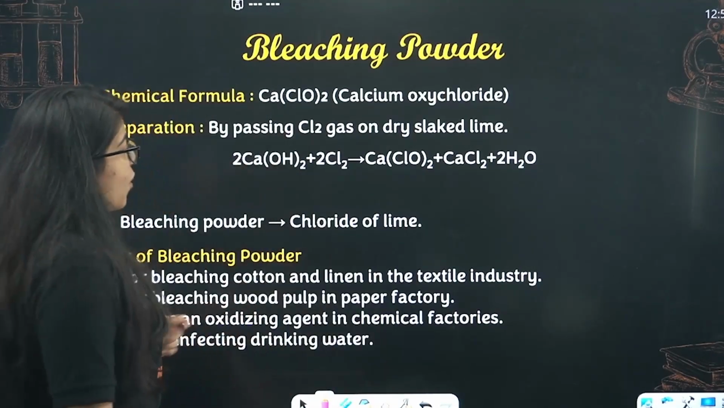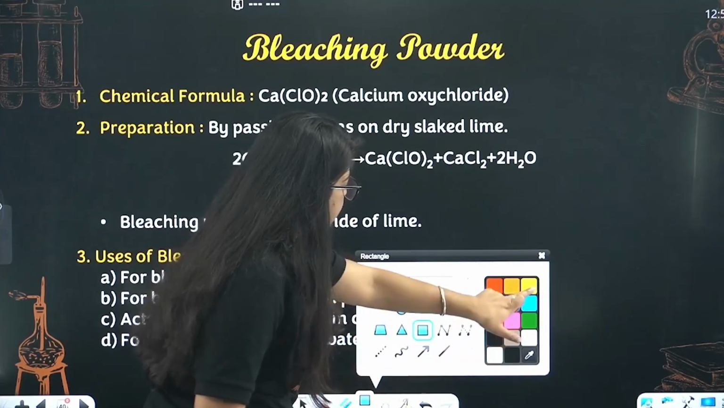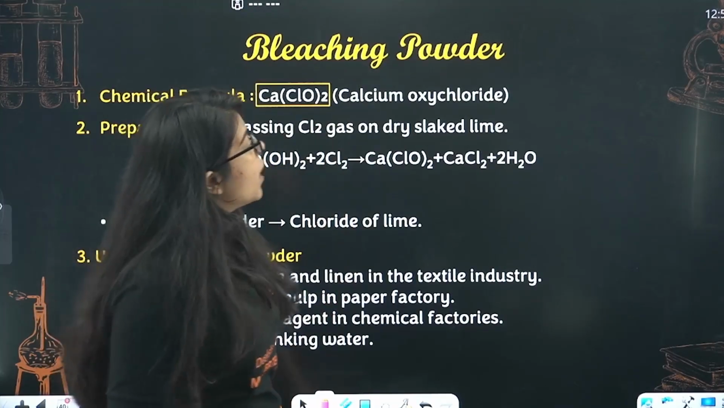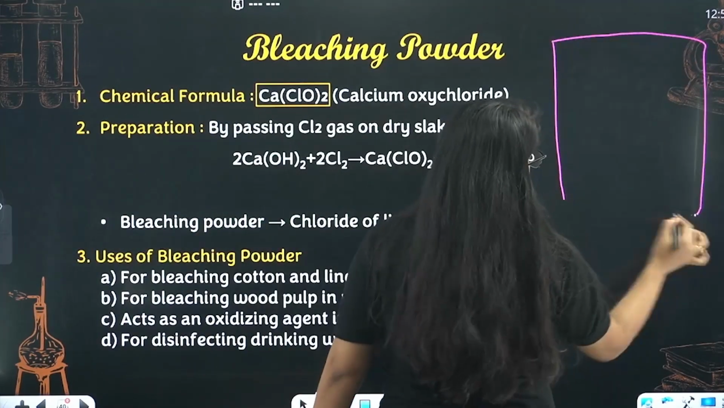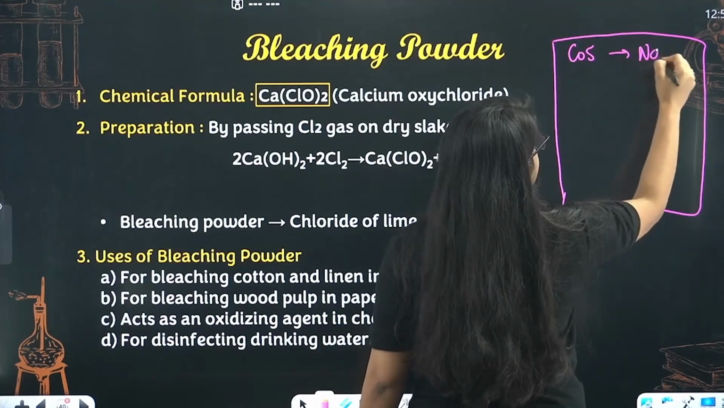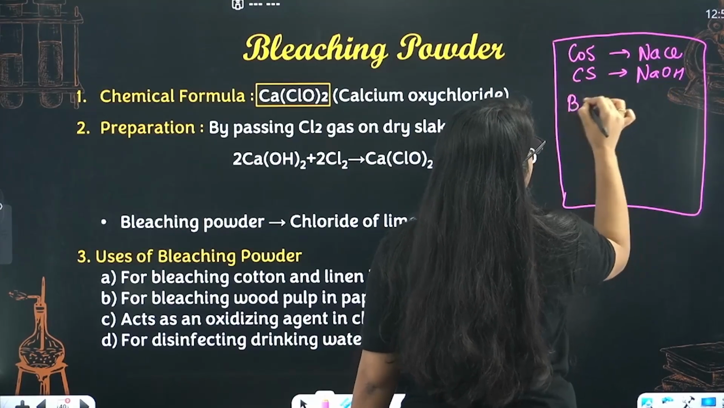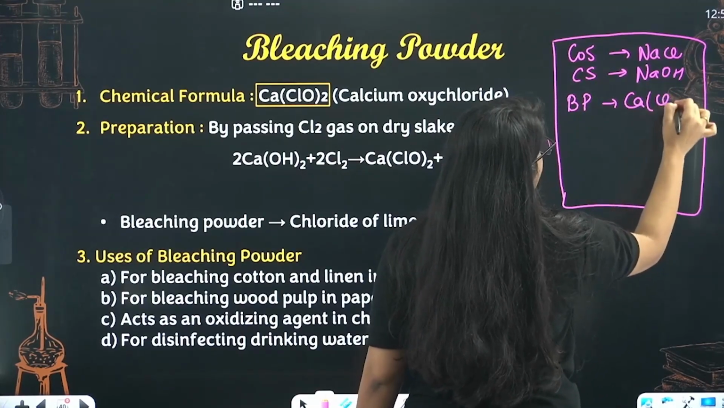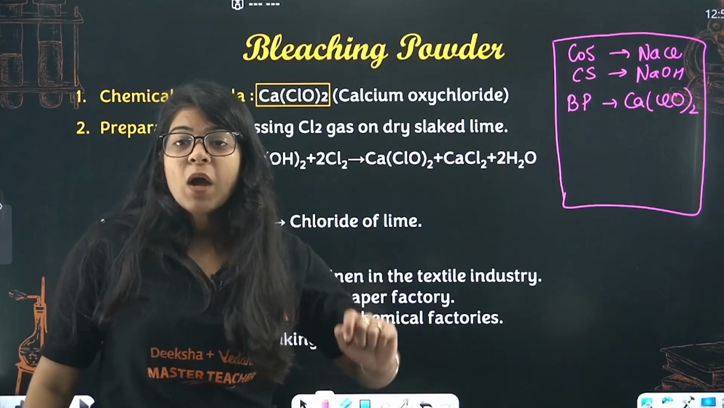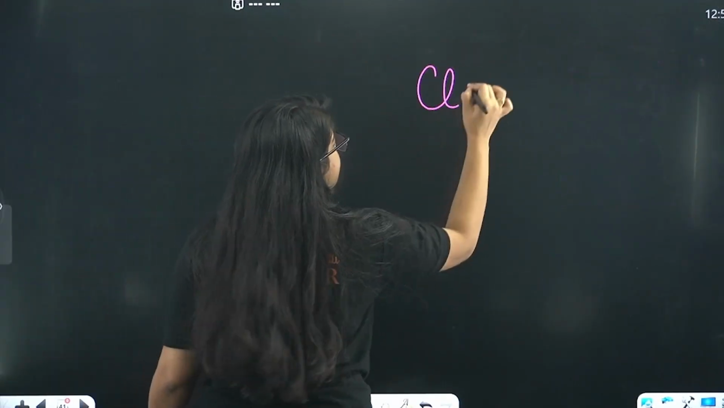Then bleaching powder. Again, your task is just to remember this formula, CaOCl2. Take a page and write down just their names and formulas. Common salt, that is your NaCl. Then caustic soda, that is your NaOH. Then comes bleaching powder, that is your Ca(OCl)2, CaOCl2. Now, this is my product, right? So you write it on the product side.